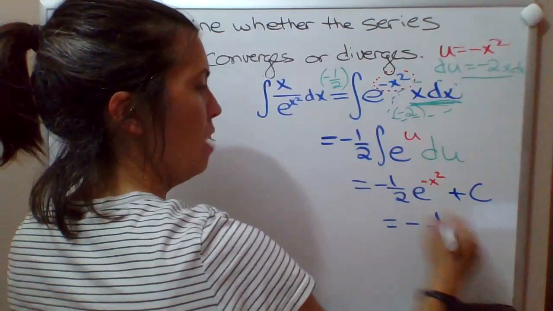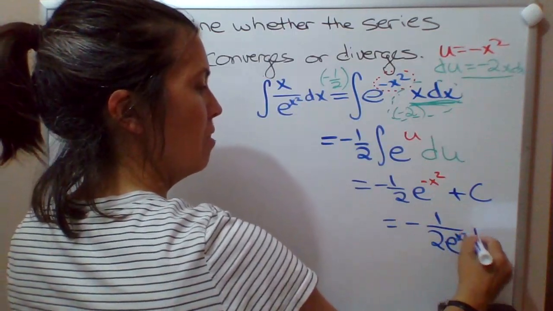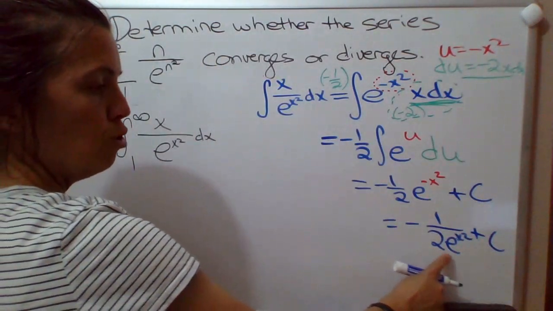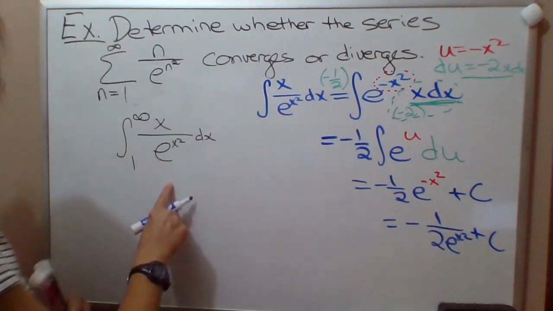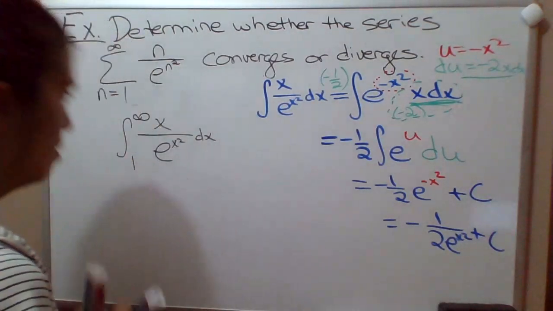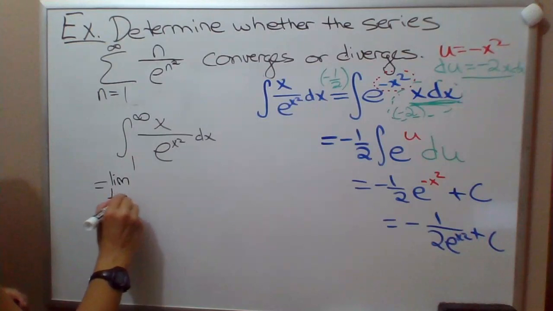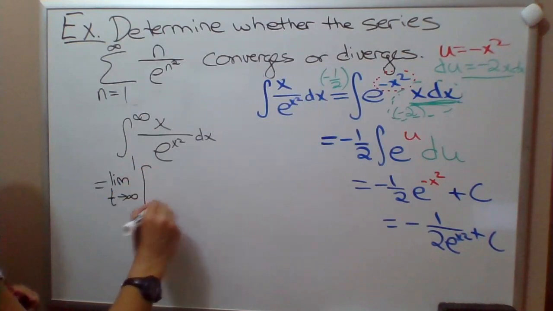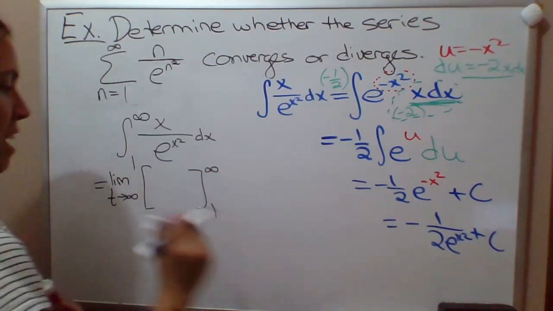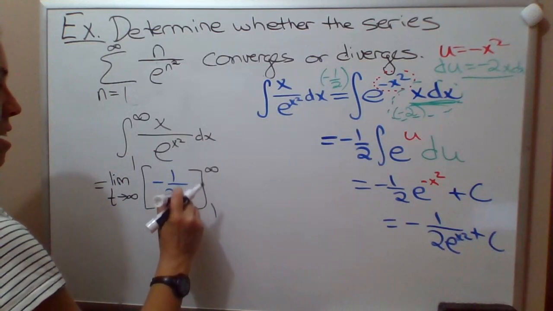I'll just clean it up. The negative exponent, I'm going to move it back to the denominator and make it positive again. So the antiderivative is negative 1 over 2 e to the x squared. So if I come back to this improper integral, then this is equal to the limit as t approaches infinity of this antiderivative evaluated from 1 to t. And the antiderivative is negative 1 over 2 e to the x squared.